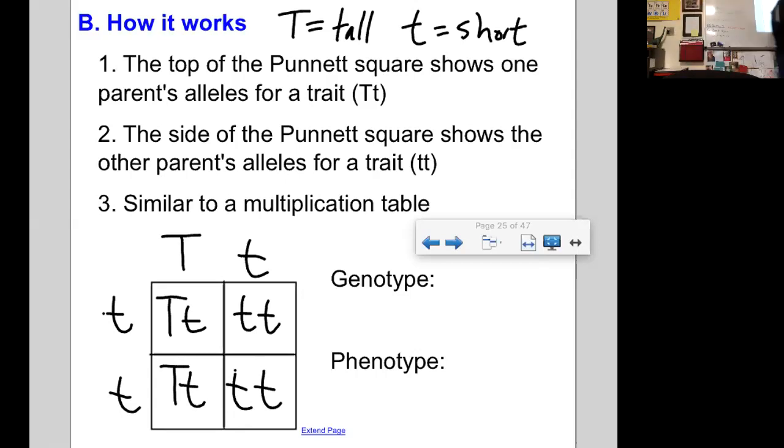Okay, now on your homework, they're going to ask for ratios or percentages. What's the outcome of the offspring? And we see these terms, genotype and phenotype. What's genotype?